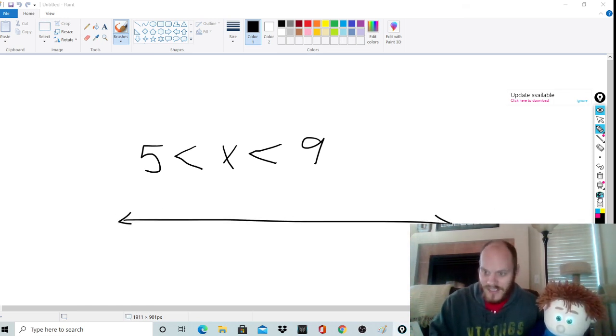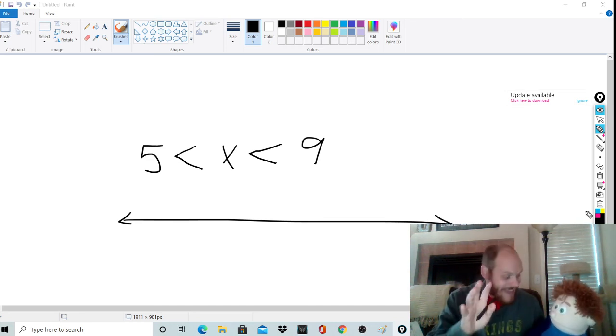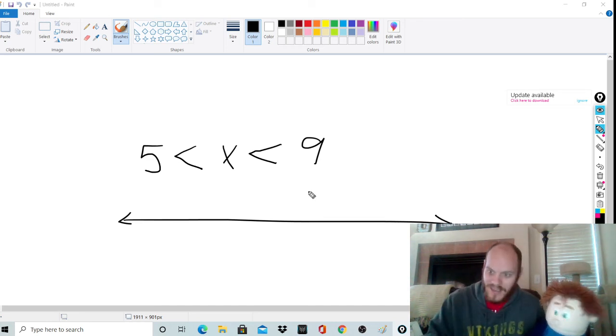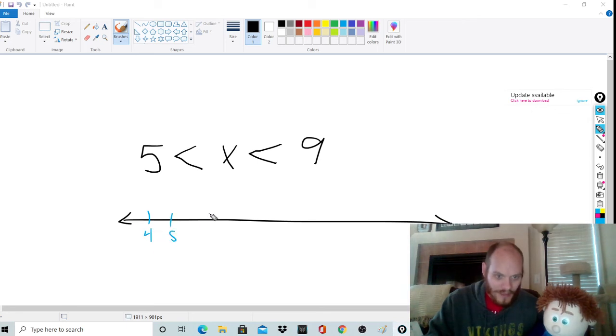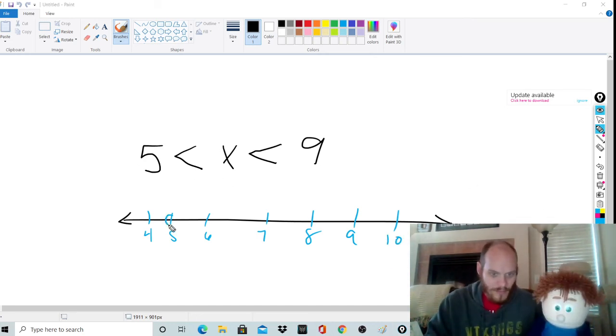So the difference is now there is a solidified ending for this, meaning that it doesn't go on forever, right? Because our x that we're graphing starts at, I'm going to go one below, 4, 5, 6, 7, 8, 9, and then we'll go 10. Okay? So, is 5 included? No. So I'm going to put a circle.